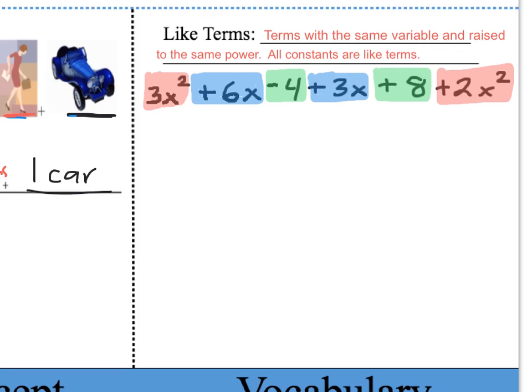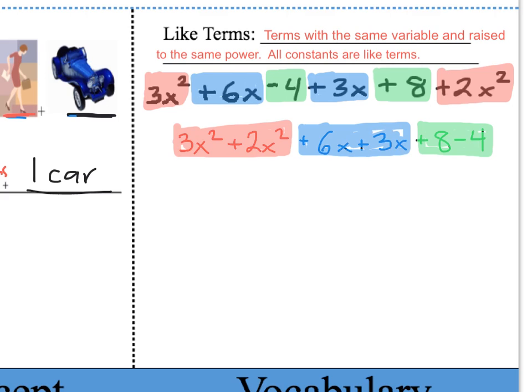Now using the commutative property of addition, I can switch these items around to look like this. Notice now all the reds are together, all the blues are together, and all the greens are together. So let's use these key concepts to discuss the following examples.